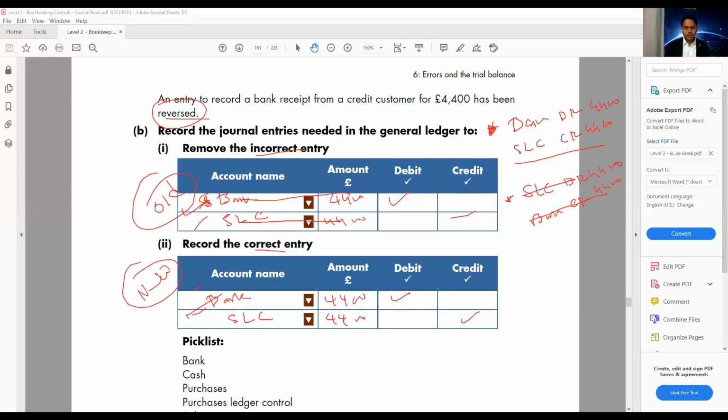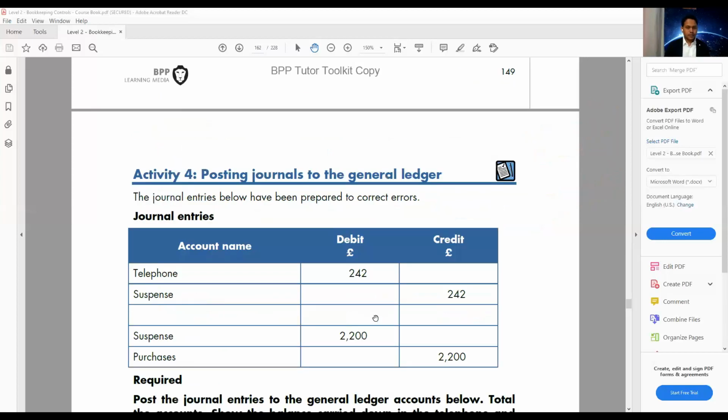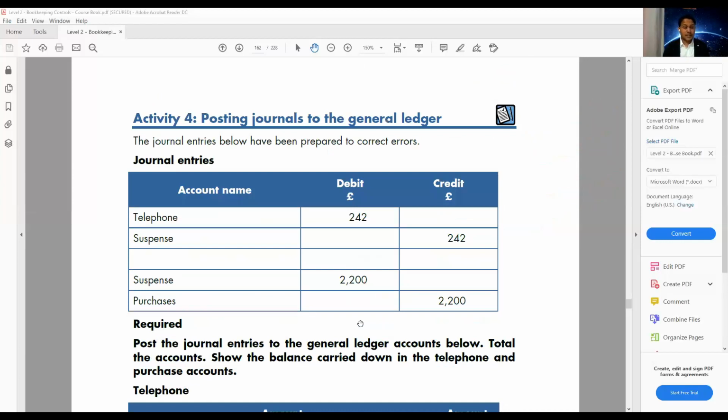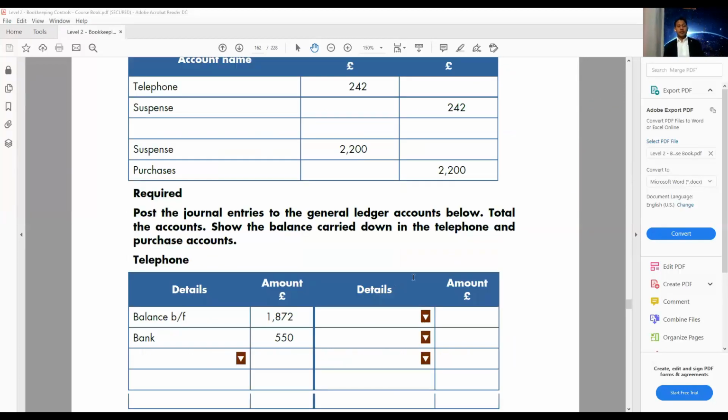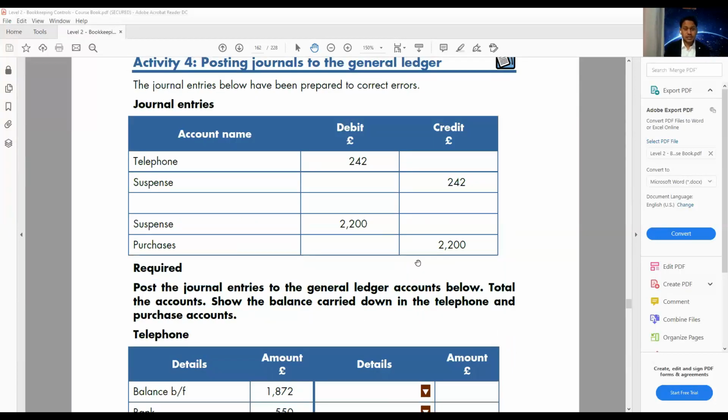All right, so let's move on. Let's see what example we have. Okay, this one is a posting to general ledger. This question is always in the exam as well, so be very careful with this chapter. This chapter is tricky, so make sure you revise well.